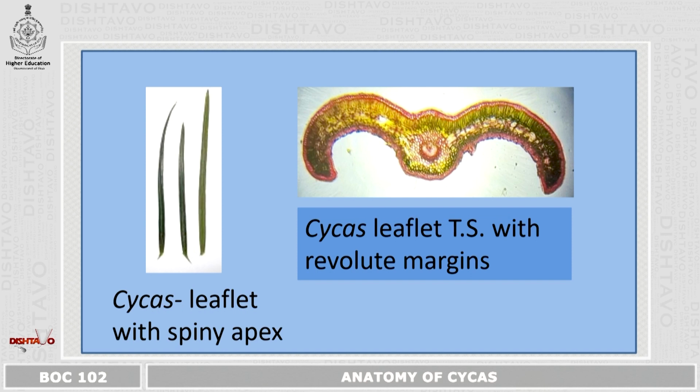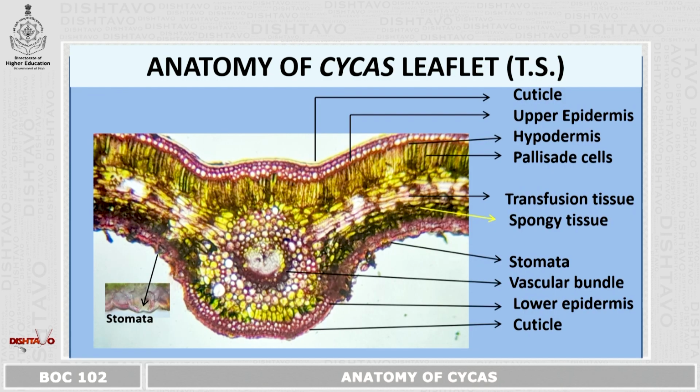Here is the leaflet of cycas, showing revolute margins. The transverse section of the leaflet of cycas shows upper epidermis and lower epidermis. The epidermal cells are compactly arranged and are covered with thick cuticle. The stomata are restricted only to the lower epidermal layer and not the upper epidermis. Following the epidermis is the hypodermis, made up of thick-walled sclerenchymatous cells.